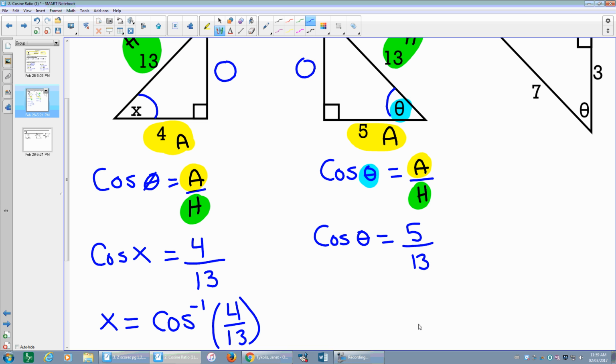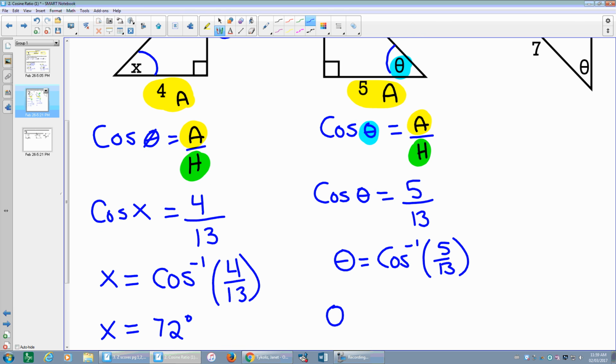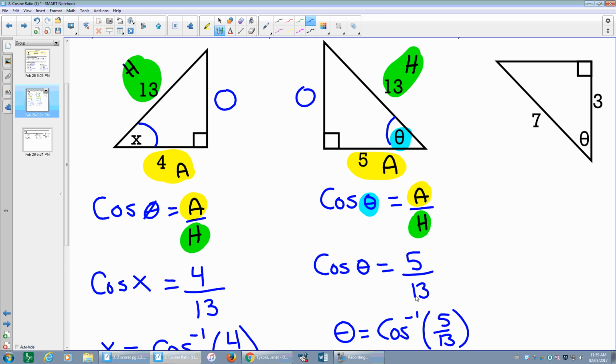Okay, what's my next step? Theta equals the cos inverse of 5 over 13. So take a minute, plug that into your calculator. And again, we're rounding to the nearest degree. So theta here is equal to 67 degrees is what you should have got. Okay, I want you to try this next example out on your own.